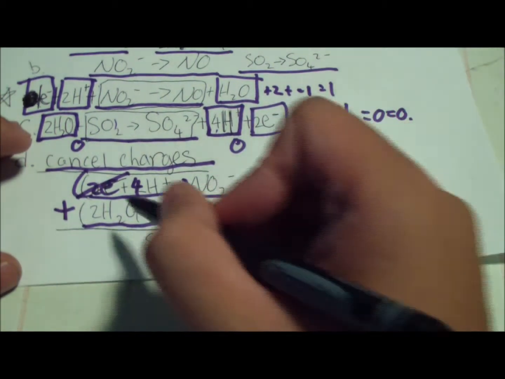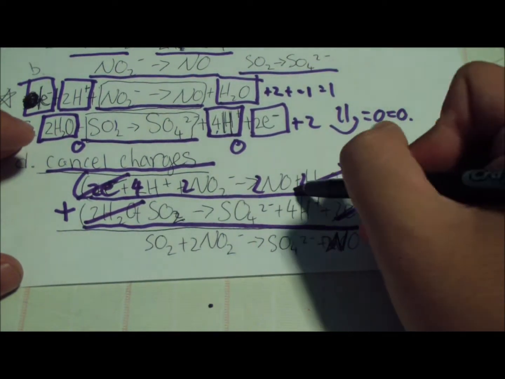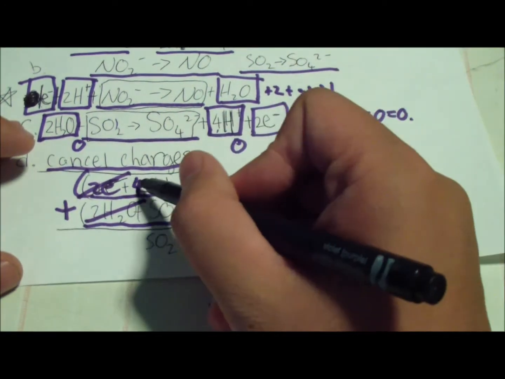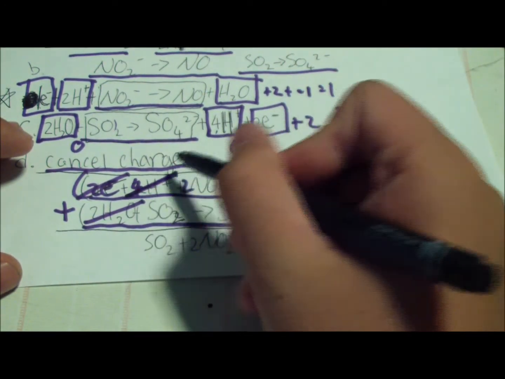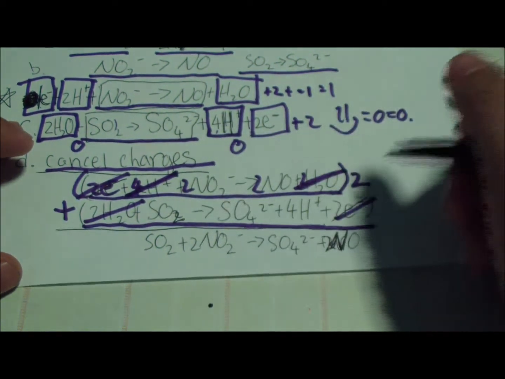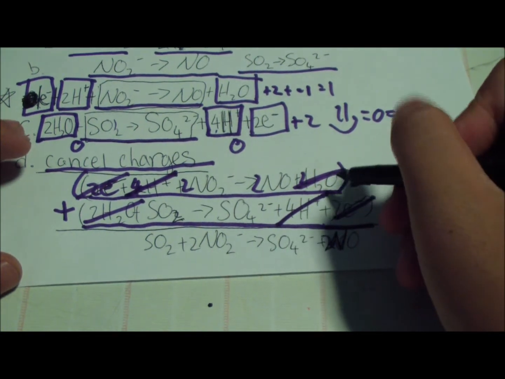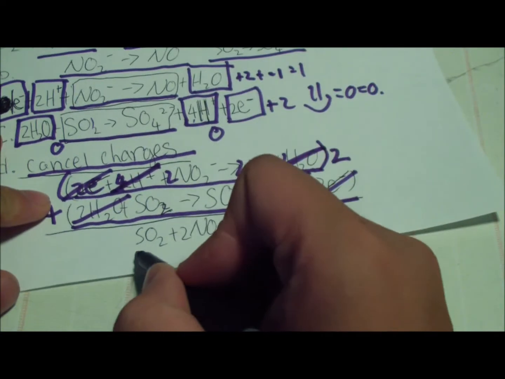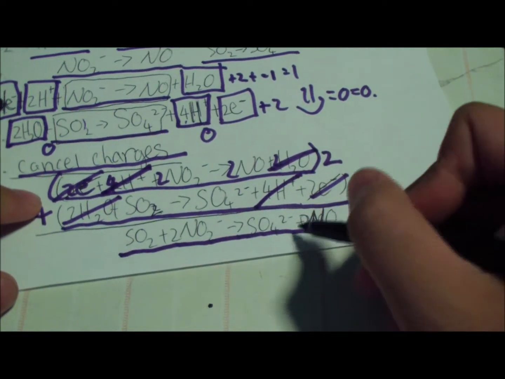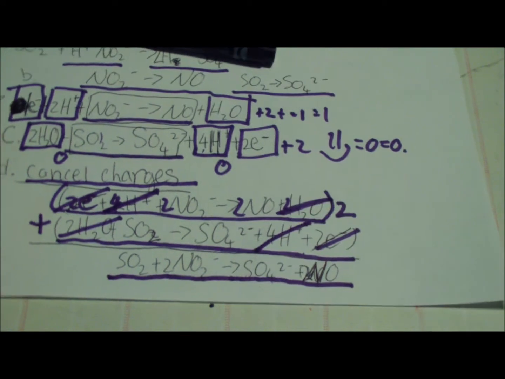And my 2H2O from here will cancel out with the 2H2O on the product side of the top equation. And I have 4 hydrogen ions right here on the reactant side, which I will cancel out with the product side of the bottom one, 4 H pluses. And now I would be left with SO2 plus 2NO2 minus goes to SO4 2 minus plus 2NO. Alright, I hope you guys get that.